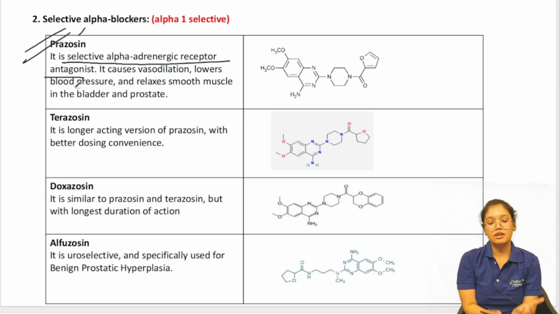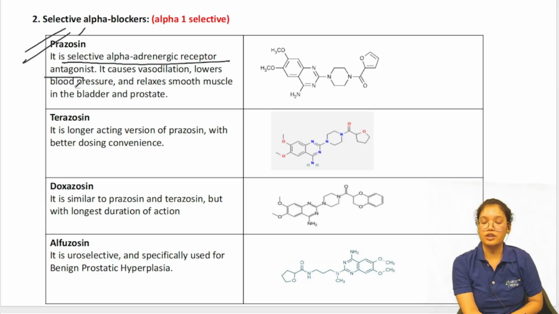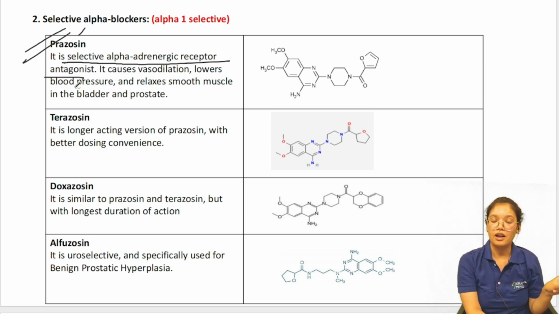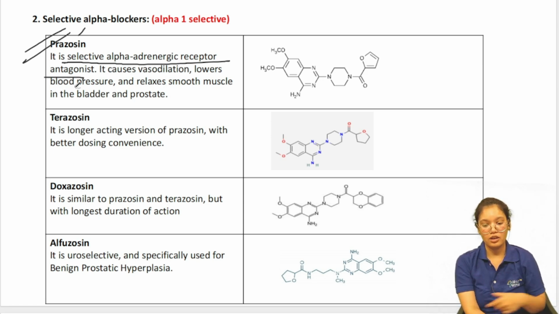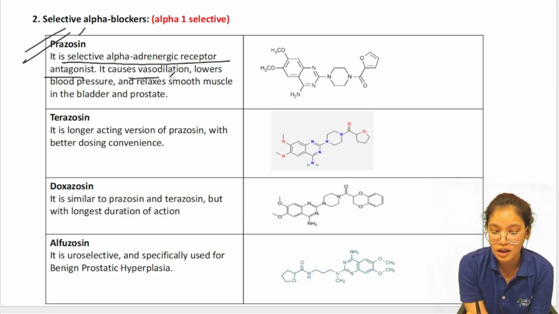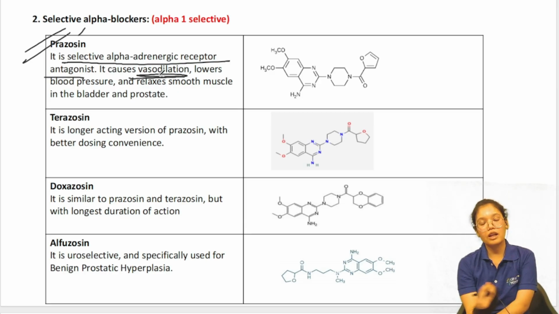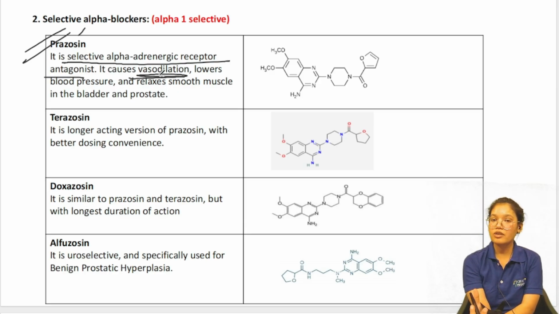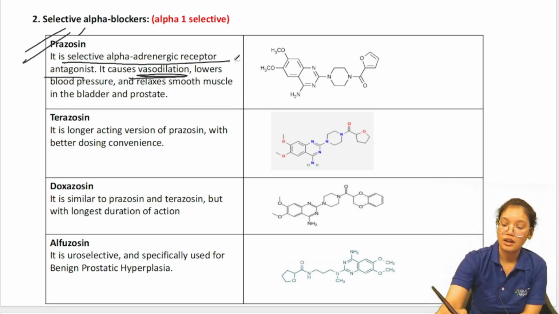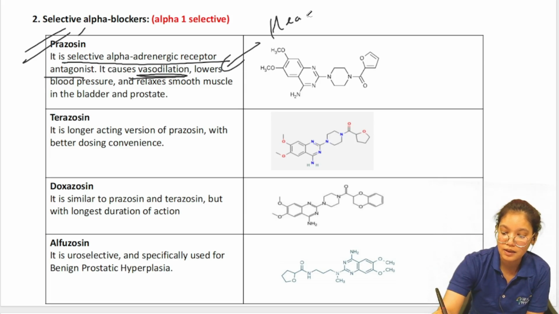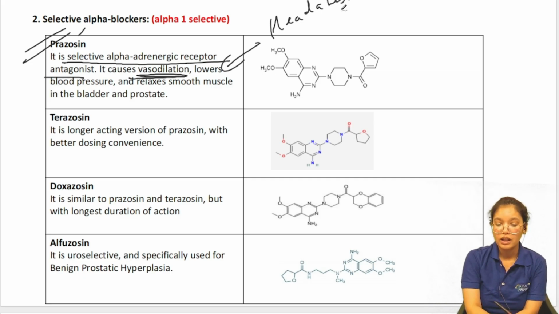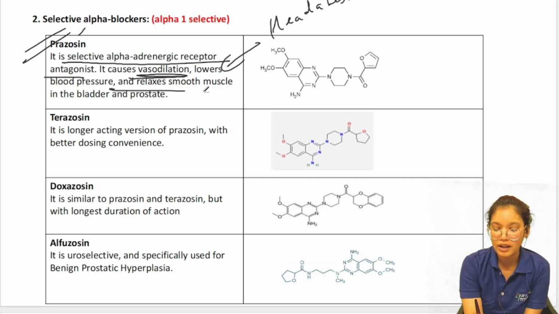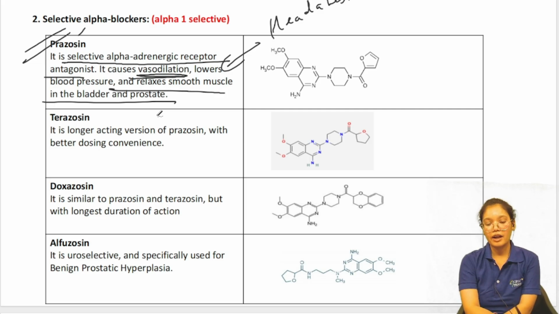Now these are selective alpha blockers, so they will not have a side effect of reflex tachycardia, as they are not blocking the alpha 2 receptor. Now they cause a vasodilation effect. As they are causing vasodilation, they can cause headaches. They lower the blood pressure and relax the smooth muscle in the bladder and prostate.